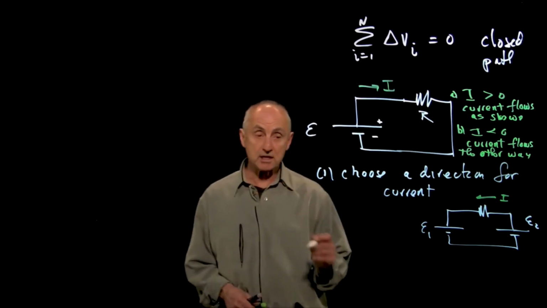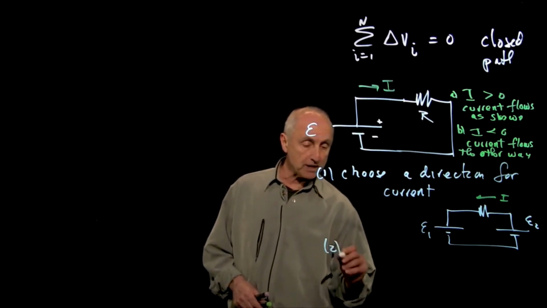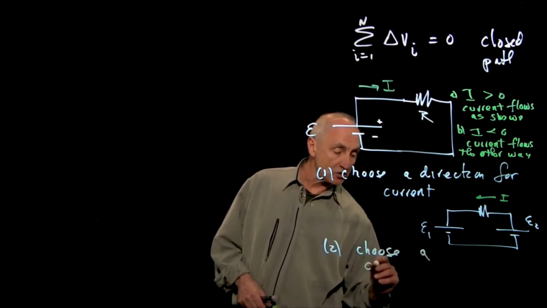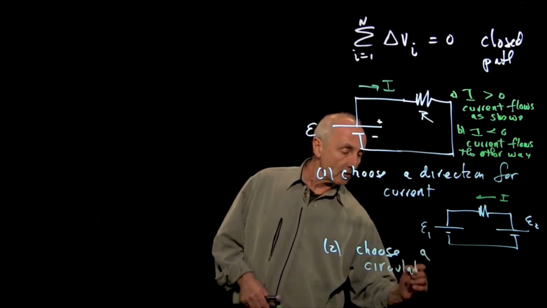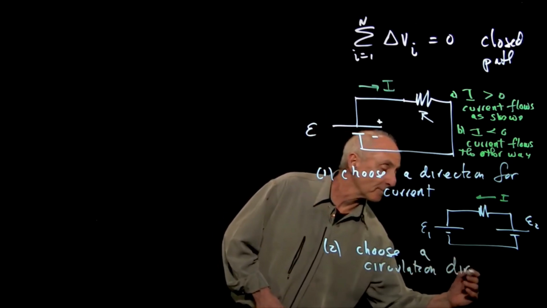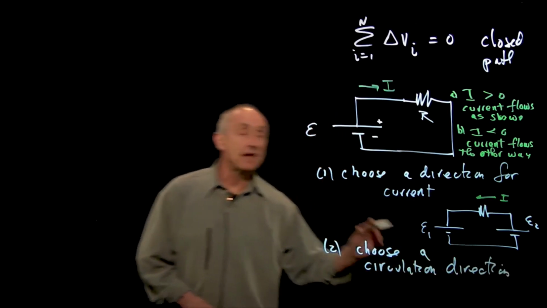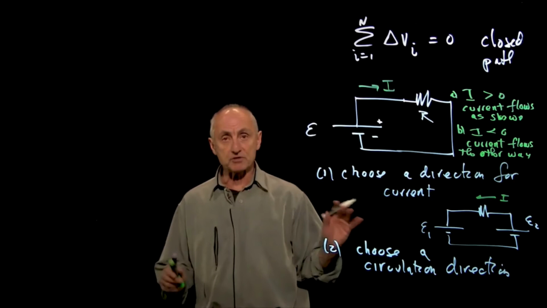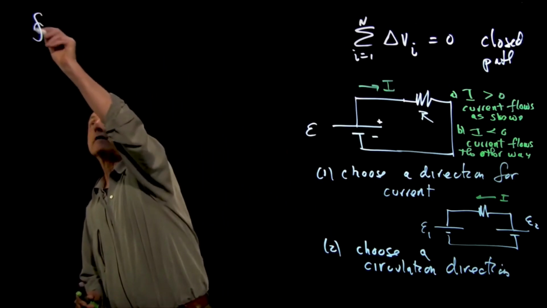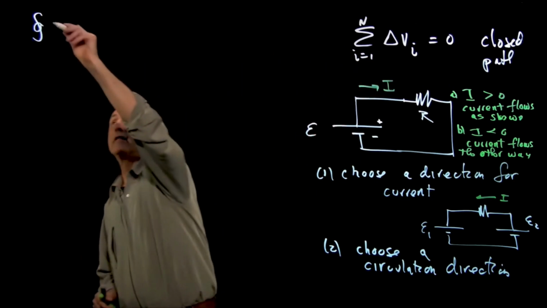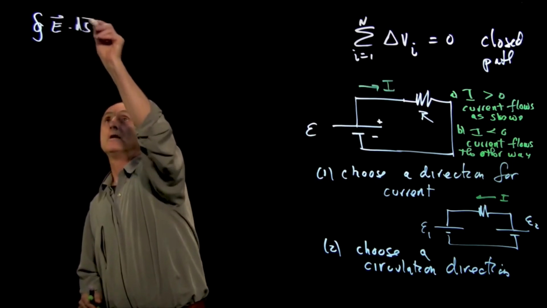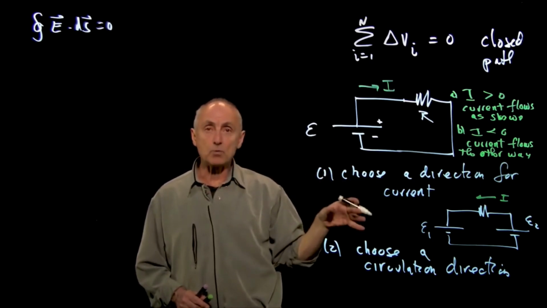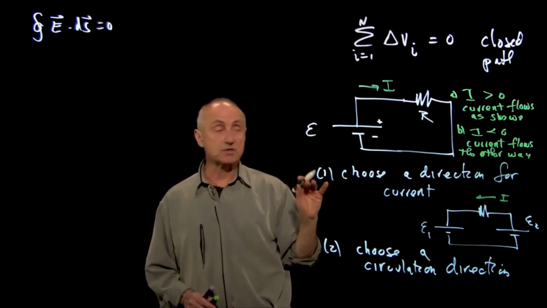Our second choice is a little bit more complicated, and I'll just write it down first and then explain what I mean. But we choose a circulation direction. Now, that's not the direction of current. And the reason we do this is, first off, conceptually, remember that the sum of the voltages around a closed path is a line integral equal to 0. And in any line integral, you can go one way or the other, and that's a choice one makes.